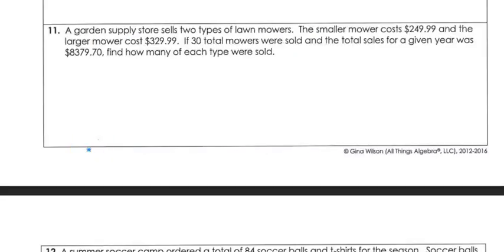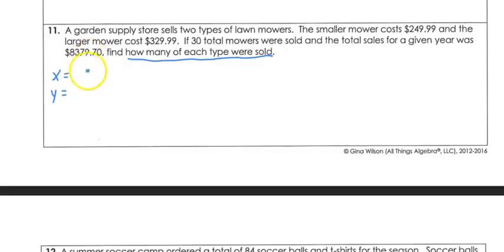We have two types of lawnmowers. The smaller one is $249.99. The larger is $329.99. We have 30 total mowers sold and the total sales. We want to find out how many of each type were sold. So this is what they're asking us for. So that's got to be our variables.